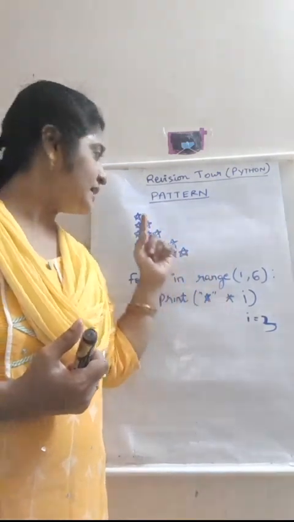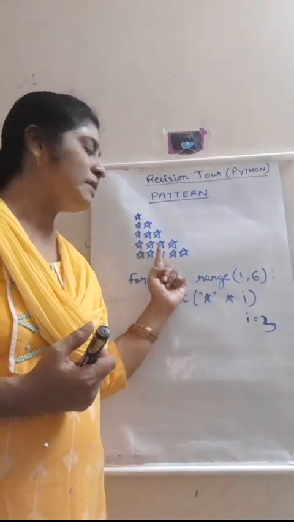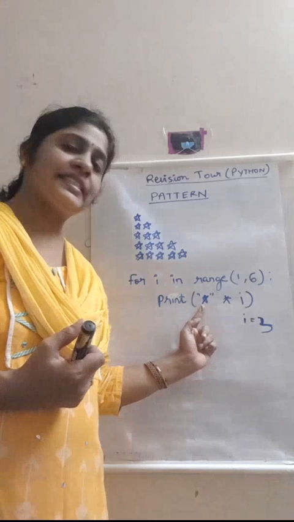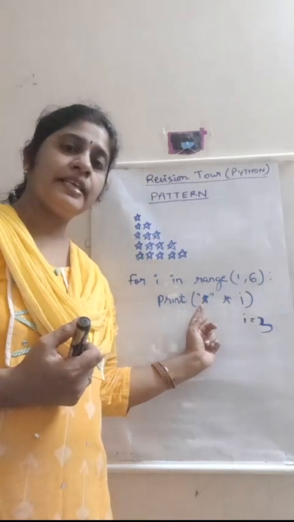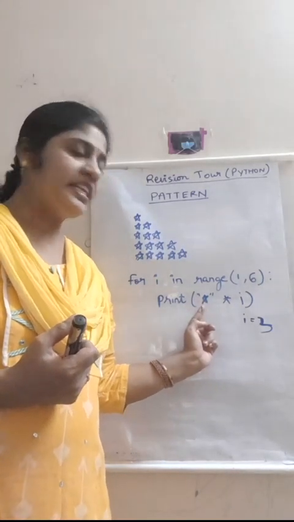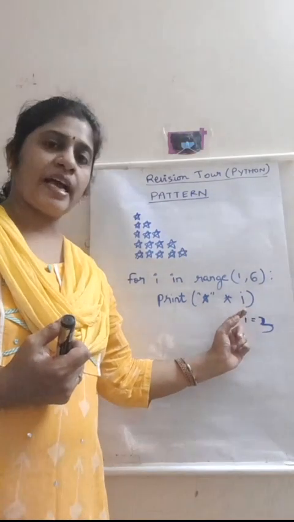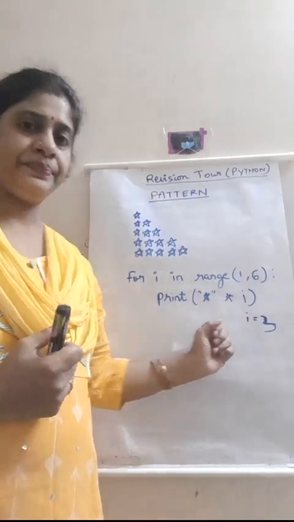Please note that there is no space between the asterisks. Here, it will consider the asterisk as a string. This asterisk string is displayed I number of times. So this is how you write the simple program.